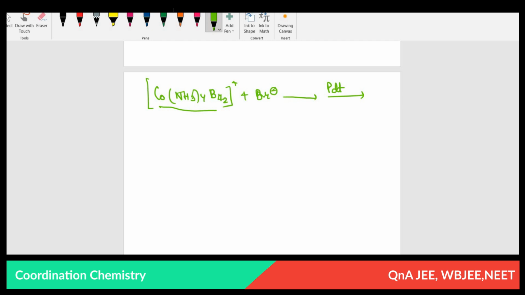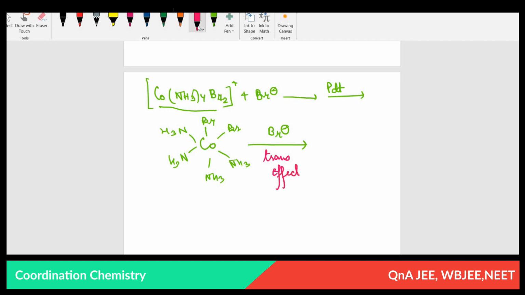So I am taking the cis isomer. Cis means the atoms will be next to each other. So 2 bromine like that, 2 NH3 like that, and 2 NH3 here. Okay. So this is the cis isomer, and when we add the bromine minus, now this is a very new concept which you have not done, I'm very sure. That is trans effect.